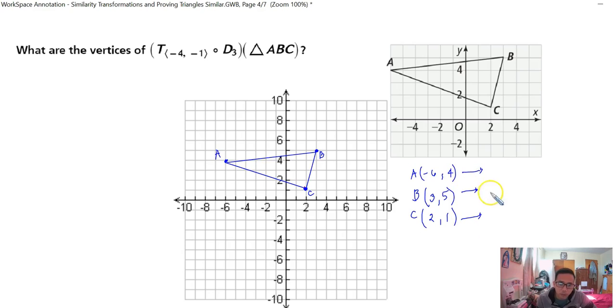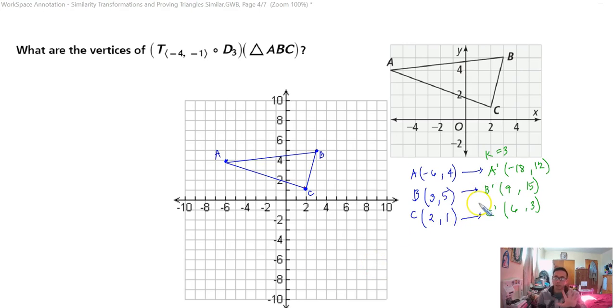So I'll just use green. So my K here is equal to 3, so I'm going to multiply that. So A prime will be negative 6 times 3 is negative 18, and 4 times 3 is 12. So we have now your A prime, B prime, and C prime after we multiply everything with 3. So I can now graph it. So your image now is 3 times bigger.